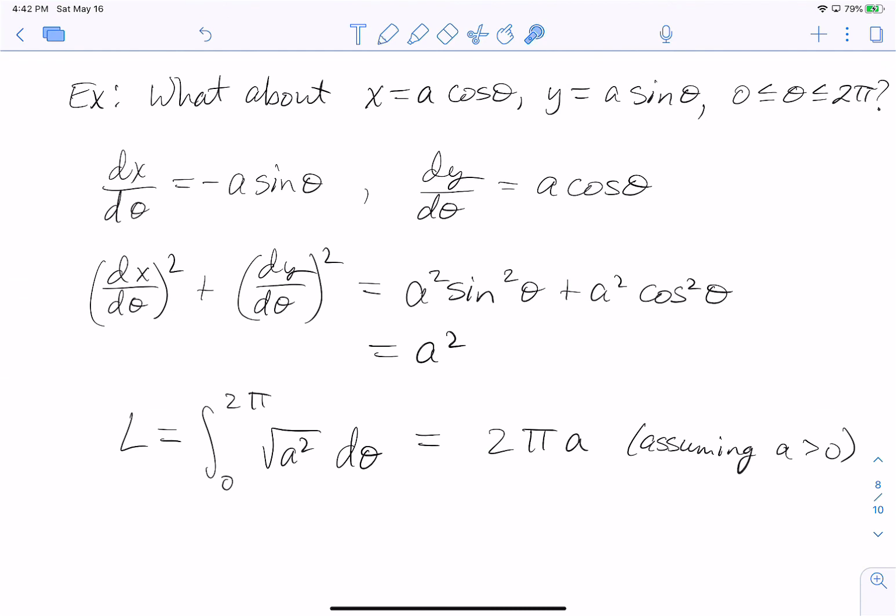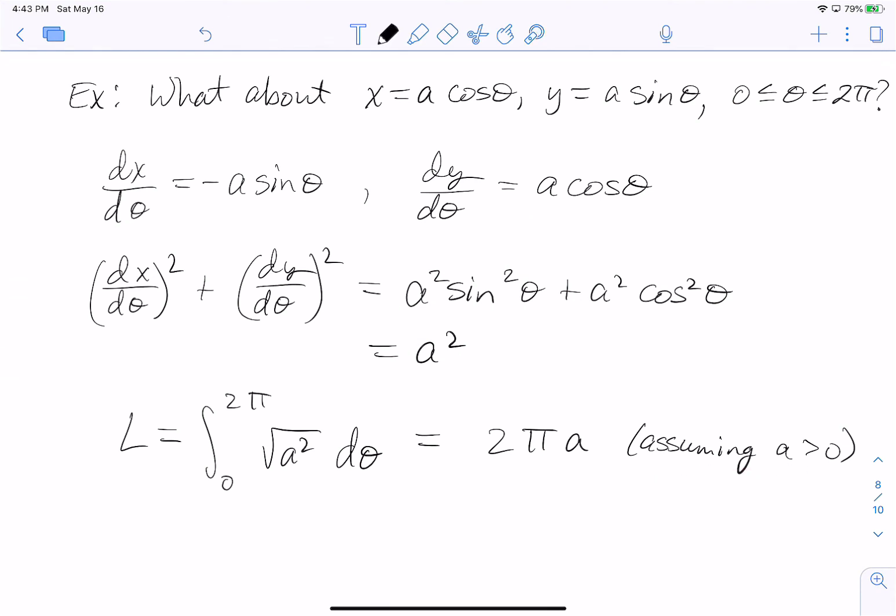Here we are. dx d theta is negative a sine theta, dy d theta is a cosine theta. Squaring those, adding them together, factoring out the a squared, we have a Pythagorean identity yet again. And so into our integral, we're going to put the square root of a squared. So the length is equal to the integral from 0 to 2 pi of that square root of a squared d theta, which equals 2 pi a, assuming a is positive.